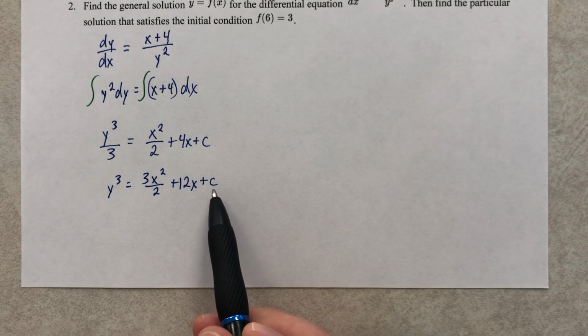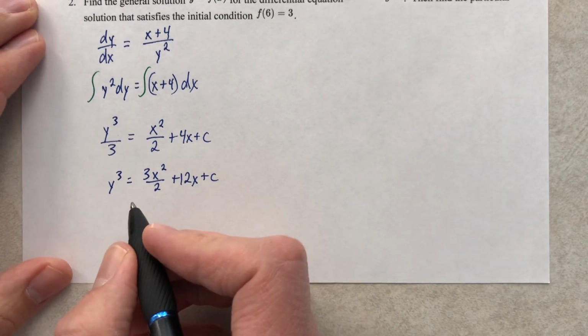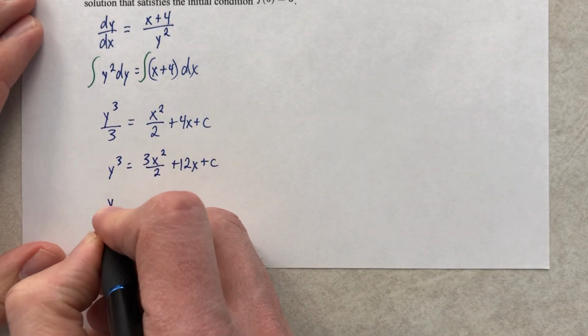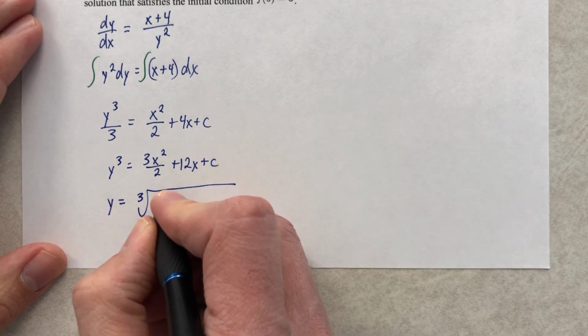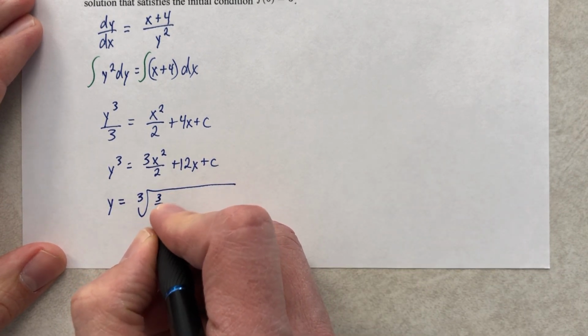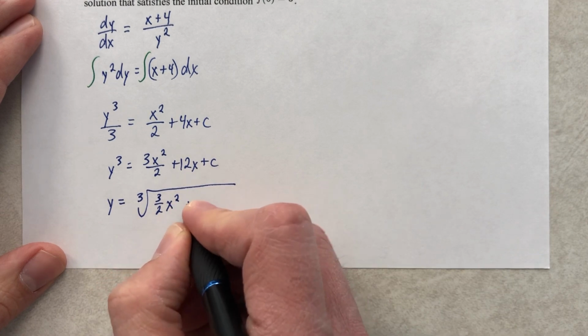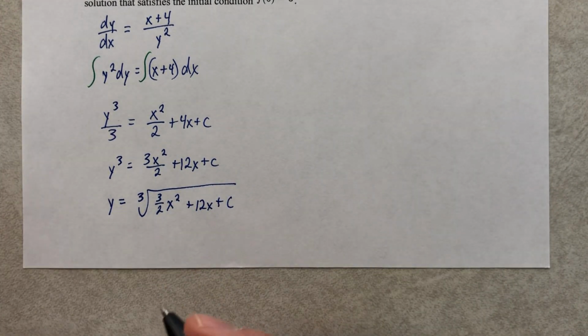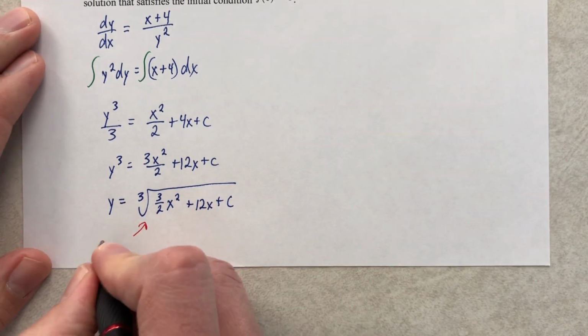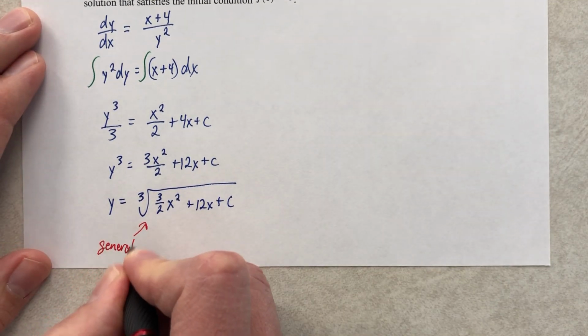So I'm just going to keep treating it like a constant. And then, continuing to solve for y would be the cube root of all this stuff, and c is going to be under there. So 3 halves x squared, wrote that slightly differently, but that's okay, 12x plus c. This is the general solution. You don't have to write that every time.